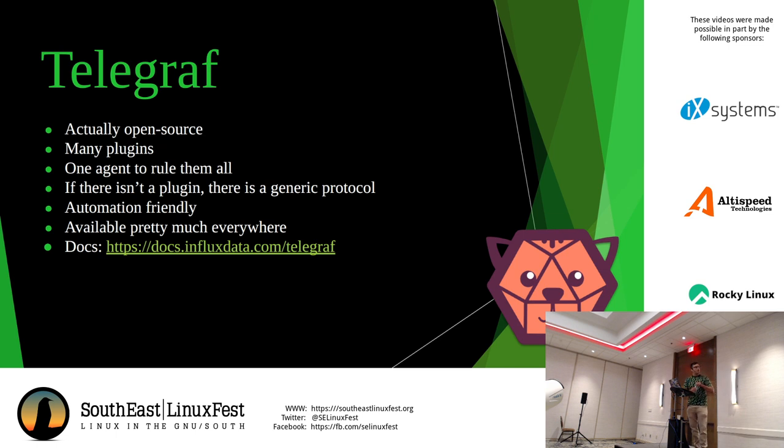For sending in the data, we're using Telegraph. Telegraph has, like I said earlier, a couple hundred input plugins and I think a couple dozen output plugins. And it's also one agent to rule them all. I gave a lightning talk, I think it was last year or 2 years ago, where I said Telegraph was one agent to rule them all, so you don't have to set up different tools for logs versus metrics. And if there isn't a plugin for something, Telegraph supports a ton of generic protocols. So if you just need to scrape an HTTP API like we do with vSphere, or if your application has a Prometheus endpoint, it can ingest that as well. It's very automation friendly, and it runs pretty much everywhere.